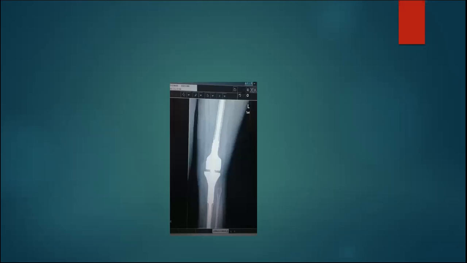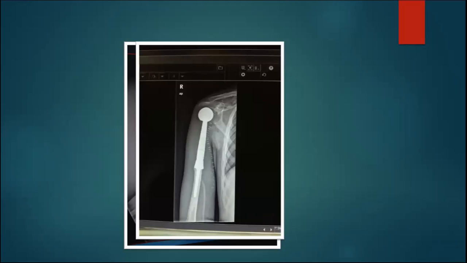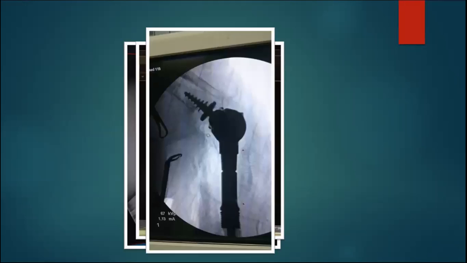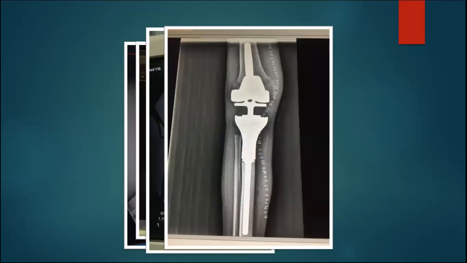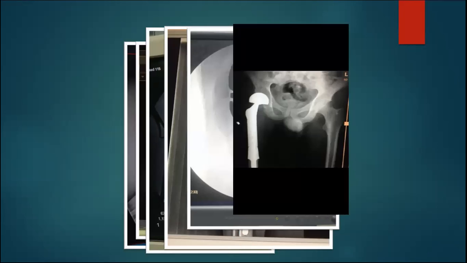Here are some examples. This is an endoprosthetic reconstruction for the distal femur and proximal tibia. This is a distal humerus with elbow. This is a proximal humerus endoprosthetic reconstruction. And this is a proximal humerus with reverse shoulder. This is a proximal tibia endoprosthesis. And this is a distal femur and proximal tibia endoprosthetic reconstruction. And this is a proximal femur with a bipolar or tripolar cup we use.